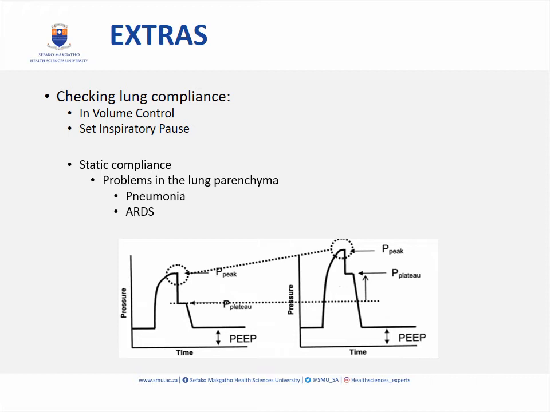Okay, but that is just how you tell the difference between static compliance and dynamic compliance changes. And this will really be when you are struggling with too high airway pressures that you want to try and work out where the problem is coming from. Is it in the airway? Is it in your tube? Or is it actually in the lung parenchyma?